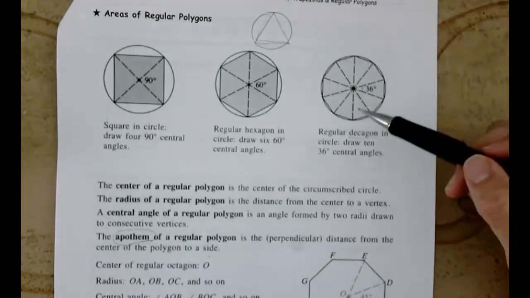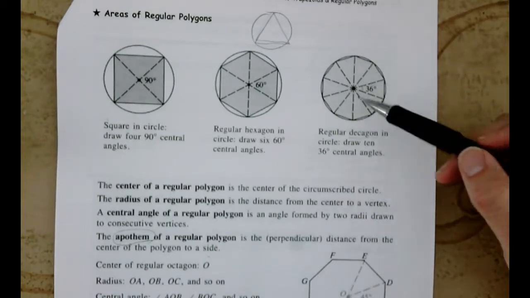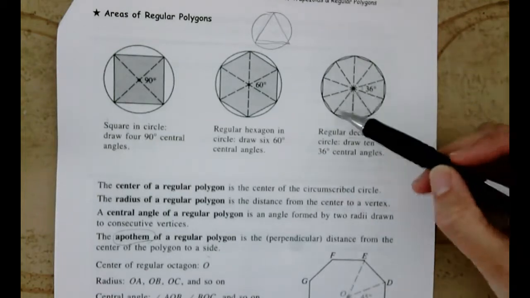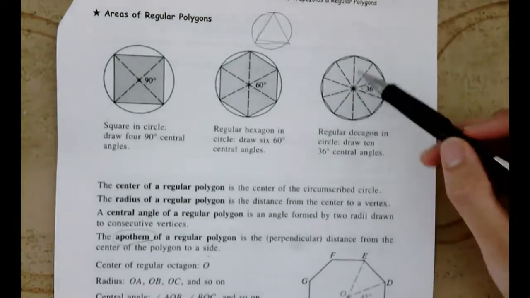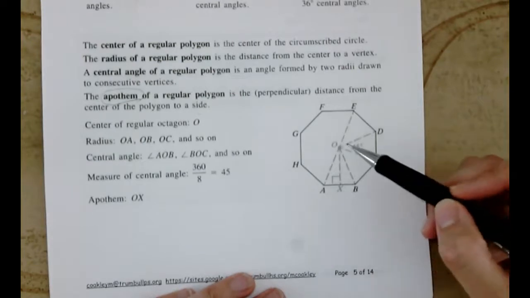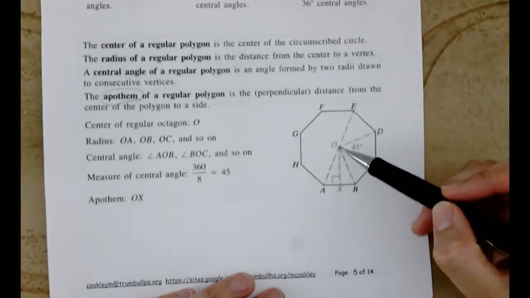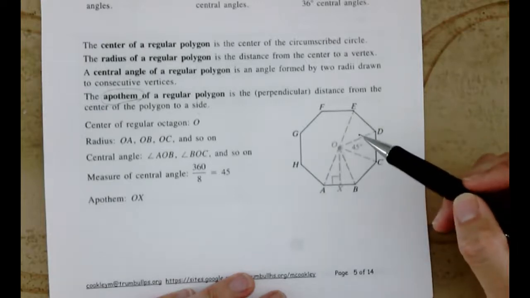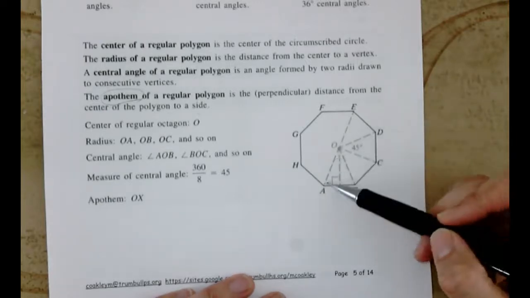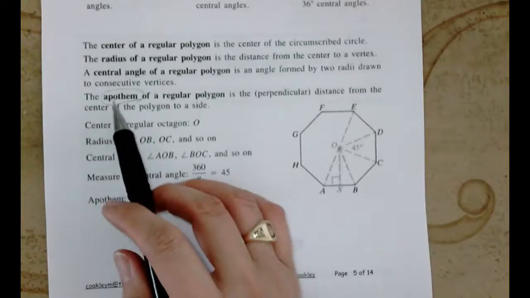If it's an octagon, you're going to get 8 congruent isosceles triangles. They're isosceles because the radii of regular polygons are all congruent, right? So to get the area of a polygon, you have to get the area of a triangle and then multiply by the number of sides. And to get the area of a triangle, you need to know the height of the triangle, right? And this height is called the apothem.